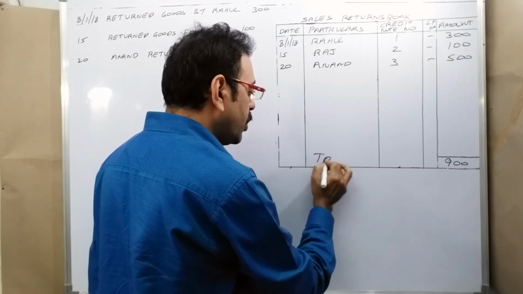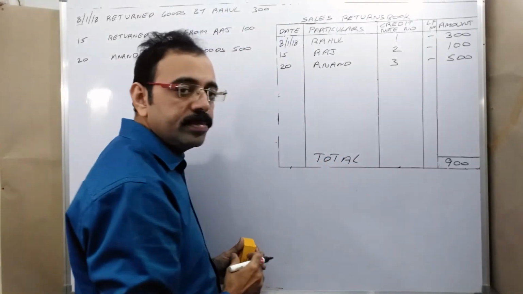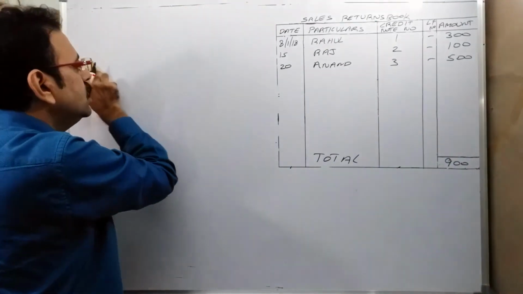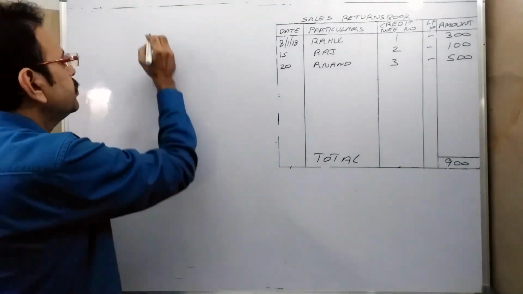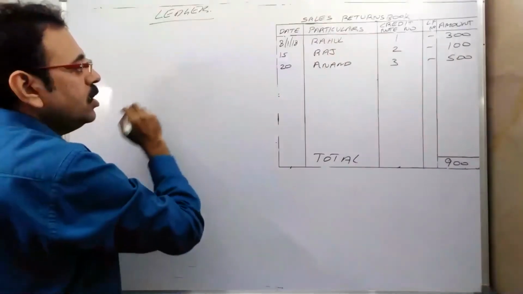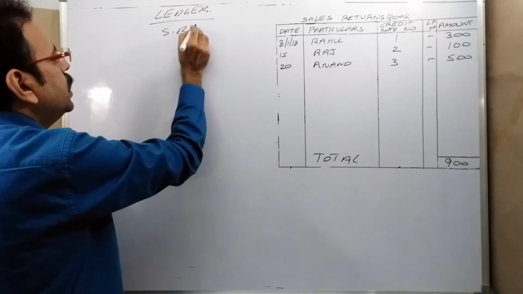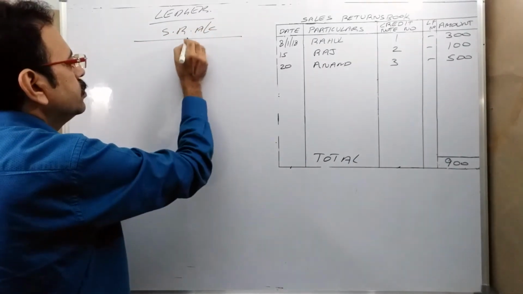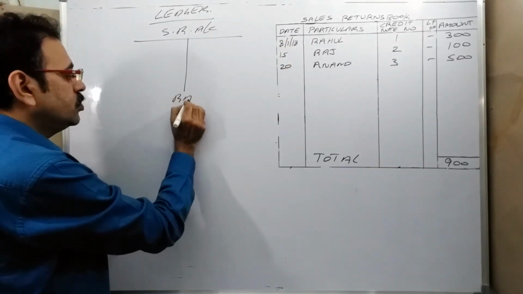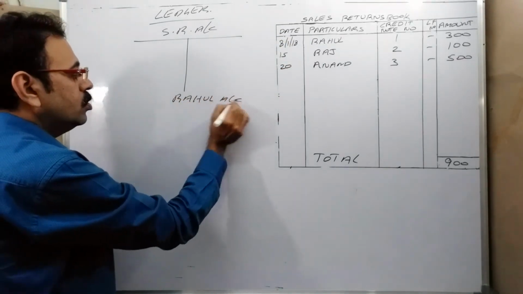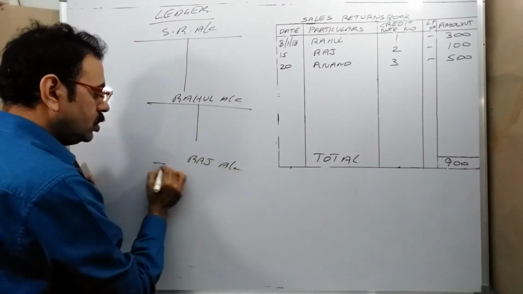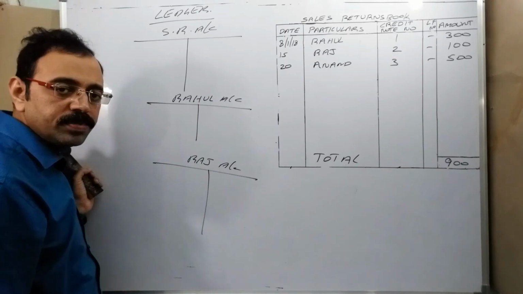In particulars column, write down total. Then let us see how to post these transactions in the ledger book. In ledger, open sales returns account and all customers' accounts individually: Rahul account, Raj account and Anand account.